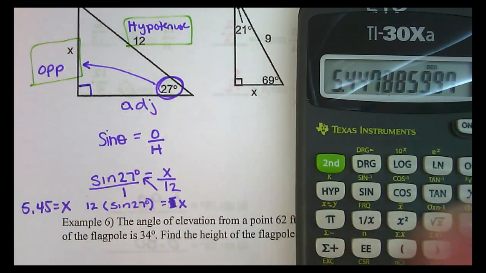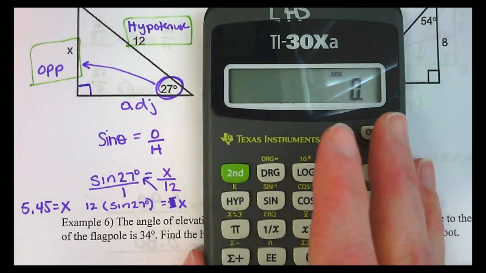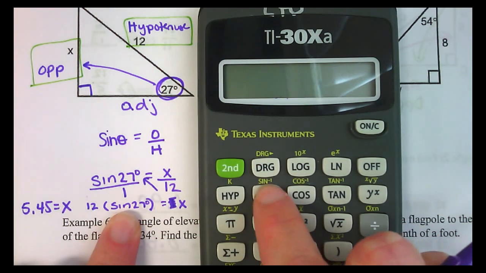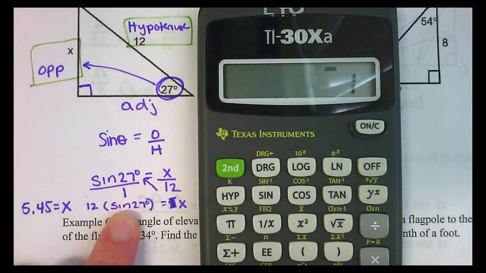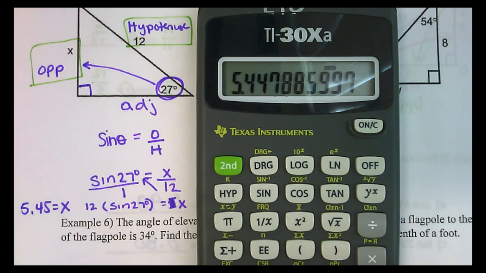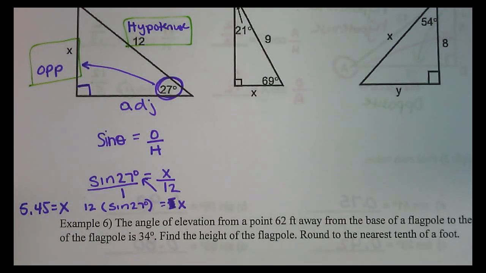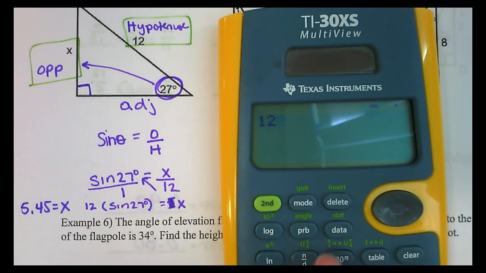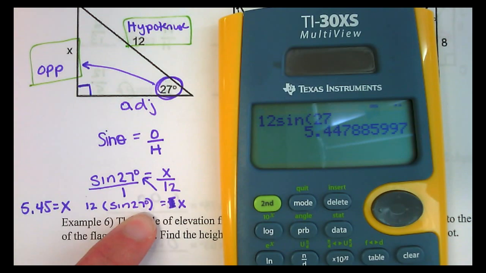So 5.45 is x. I could also do 27 sine times 12. Still get the same answer. In this calculator, I'm going to do 12 times the sine of 27. This one's a little bit easier because you're typing it in exactly as you see it.